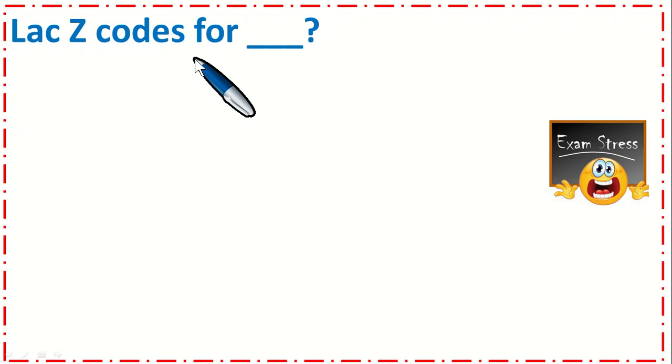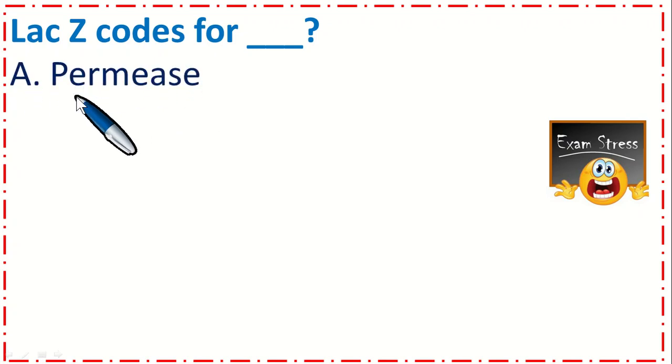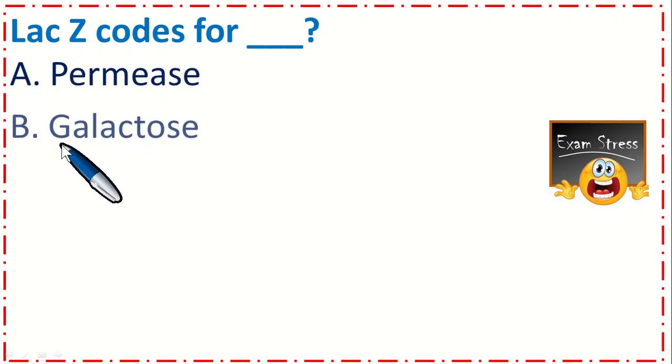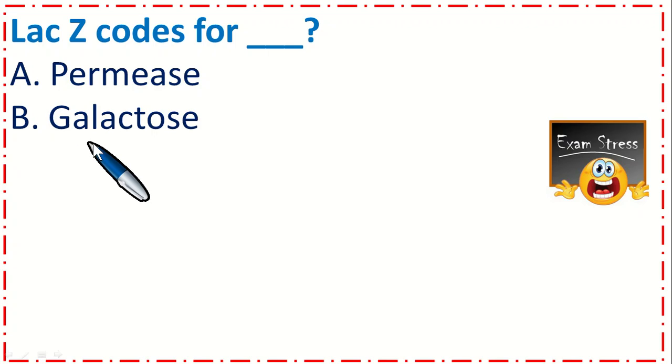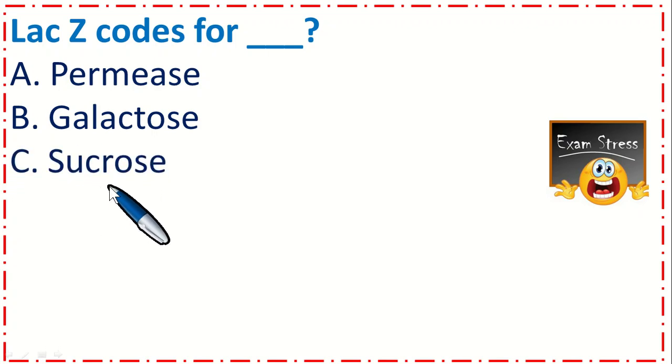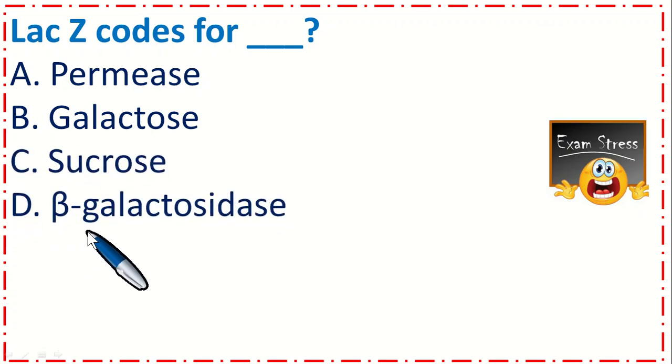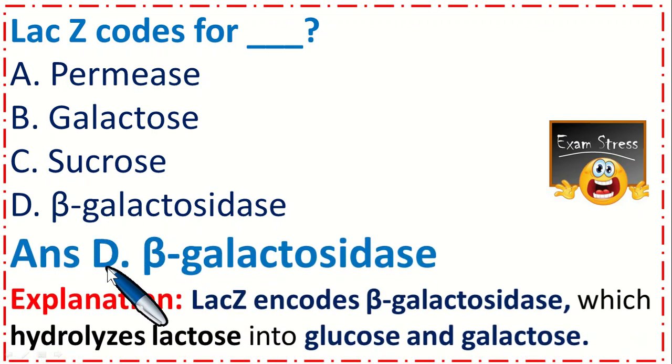lacZ codes for dash. Option A primase, B galactose, C sucrose, and option D beta-galactosidase. So the correct option is D beta-galactosidase. lacZ encodes beta-galactosidase, which hydrolyzes lactose into glucose and galactose.